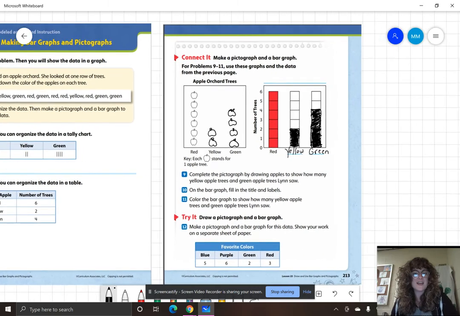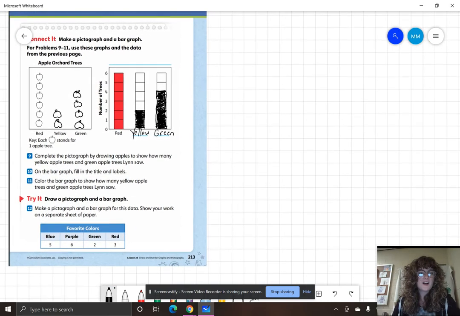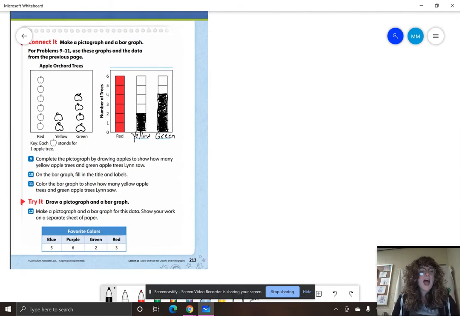All right. So I am going to scoot on over here. All right. So our data, we are graphing favorite colors. So what is the title of our graphs going to be? Favorite colors. So I'm going to make a pictograph.